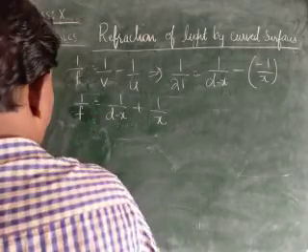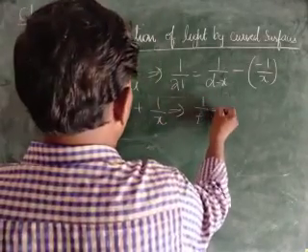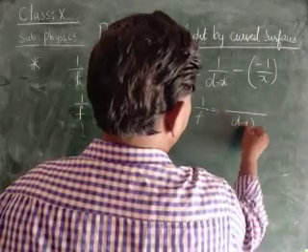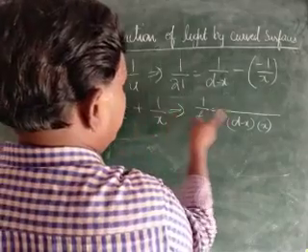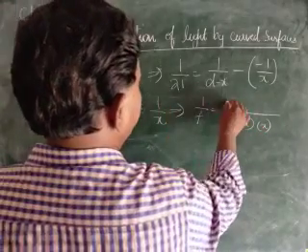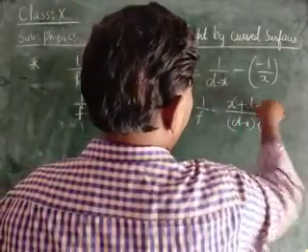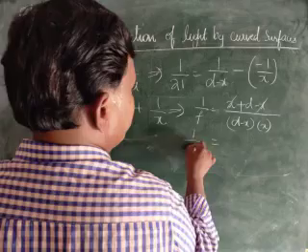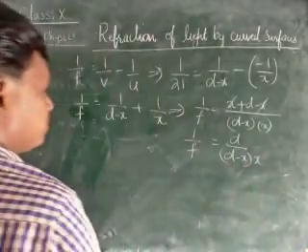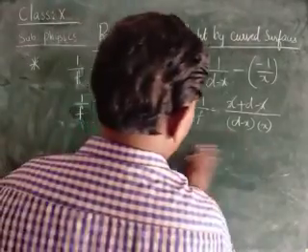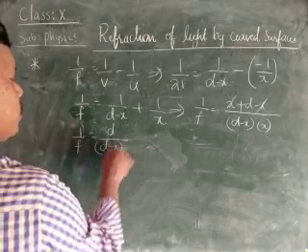Now, by solving this, we get 1 by f is equal to, LCM is (d minus x) into x. (d minus x) is already there. If I remain x into 1 is x, plus the remaining d minus x. Here we get 1 by f is equal to d by (d minus x) into x.